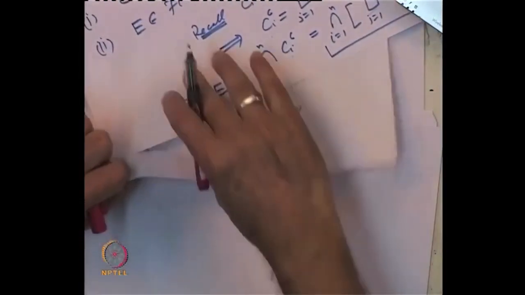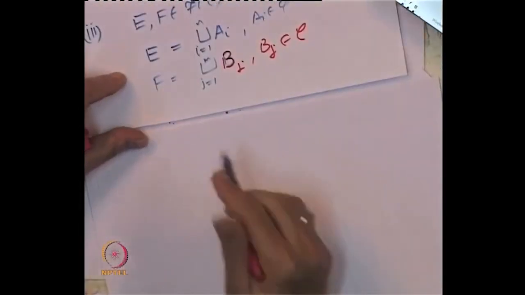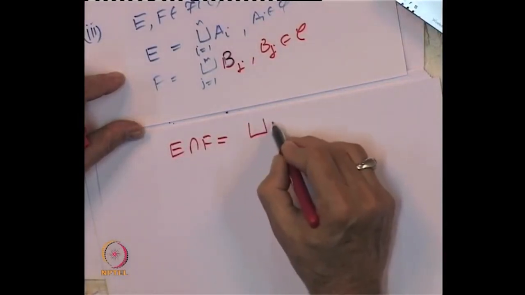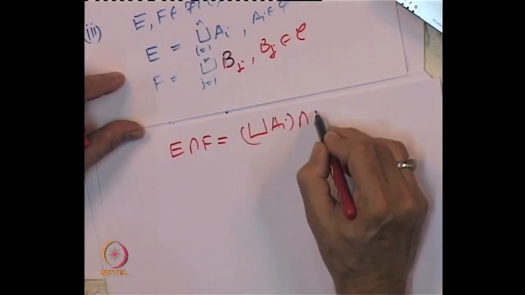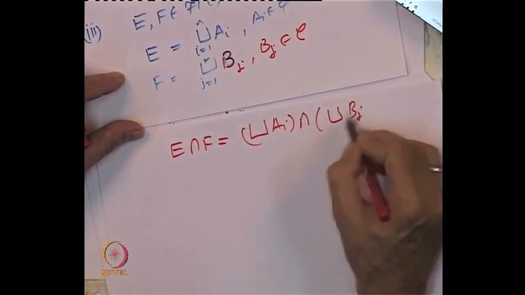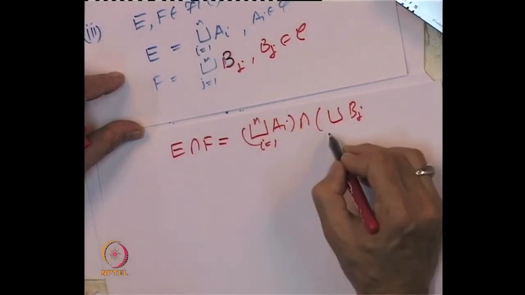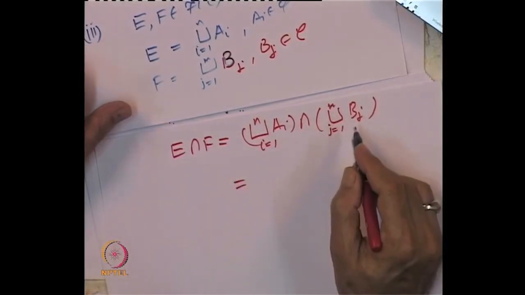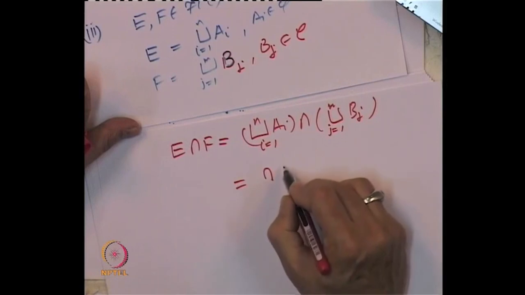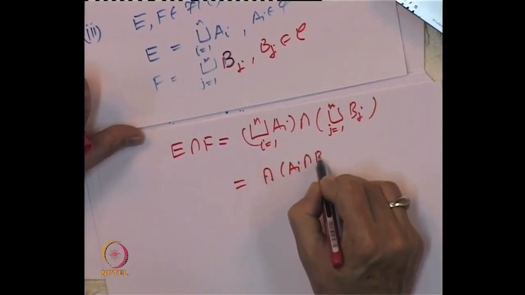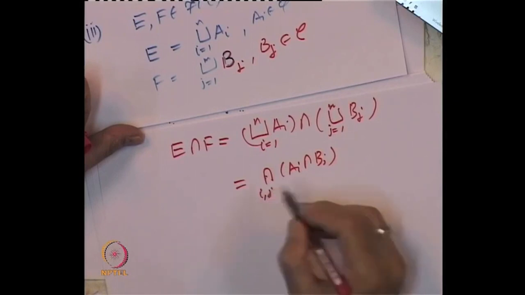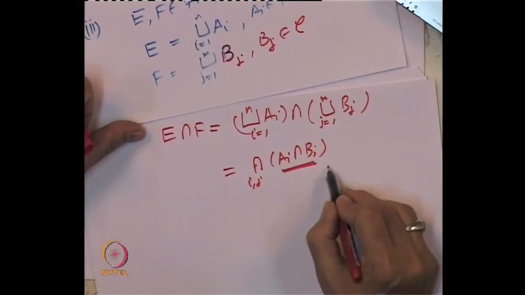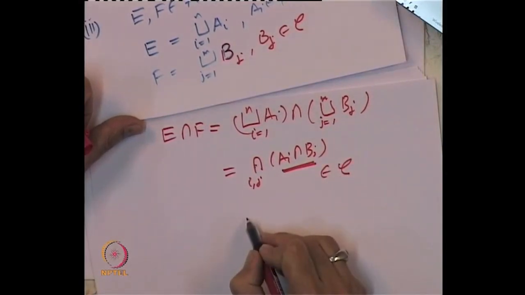So that implies, so let us conclude from here. E intersection F will be equal to the union of A i's intersection with the union of B j's, i equal to 1 to n, j equal to 1 to m. And once again, using the distributive property, we get the union of A i intersection B j, over i and j. So, the intersection, and each one of them belongs to C. Okay.